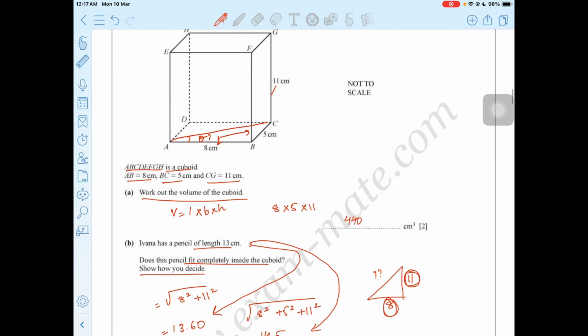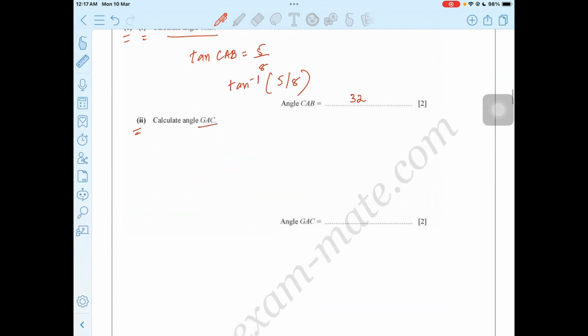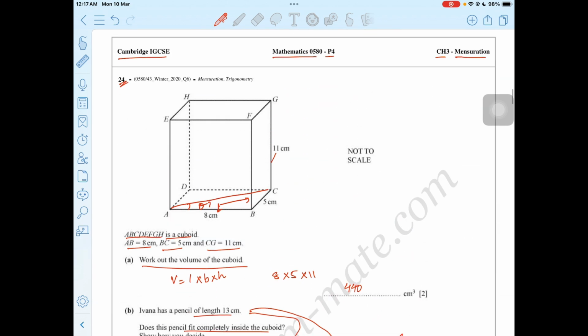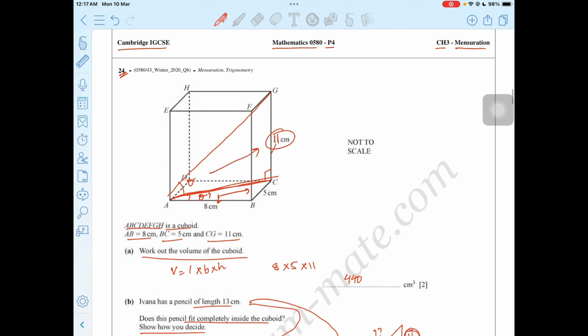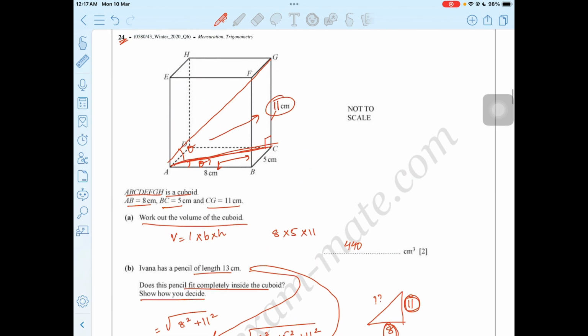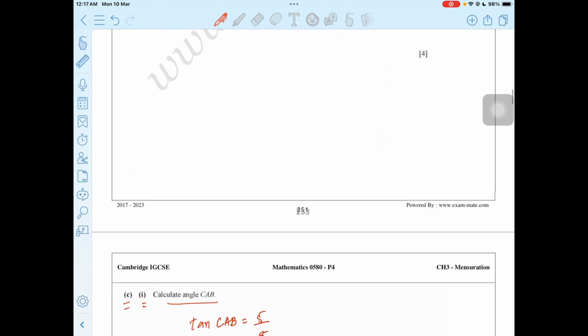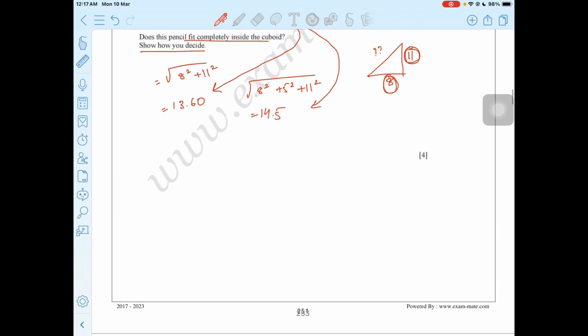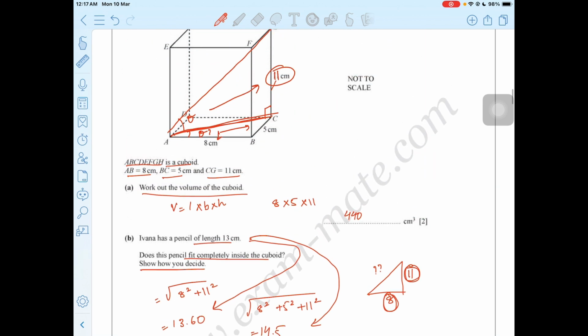We have part 2 as calculate angle GAC. So this is G, we have AC over here, then we have GAC. We have 11 over here, this would be 90 degrees, and we have to calculate GAC. So we have 11 as our opposite and our adjacent as AC, which we can calculate by using 5 and 8.